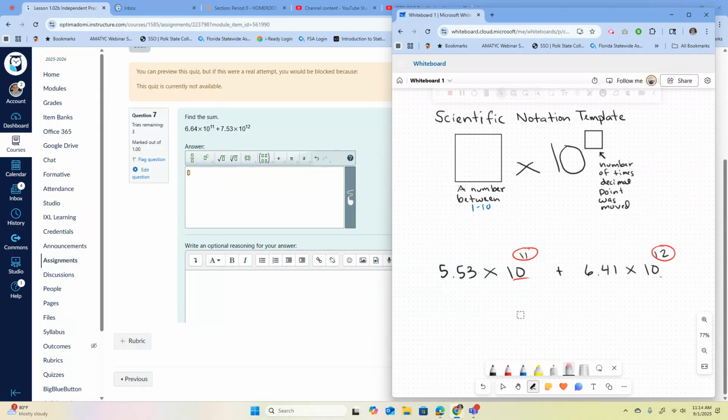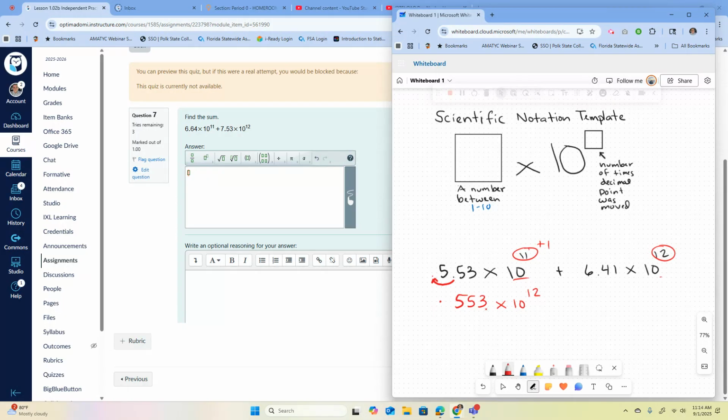Okay, I'm going to change the 5.53 times 10 to the 11th power, the exponent 11. I want to make it exponent 12. And what I want to do is take the decimal point of 5.53 and move it to the left. So now I'm going to have 0.553 times 10 to the 12 power. Because when you move the decimal point to the left, you're adding 1. If you move the decimal point to the right, you're subtracting 1.